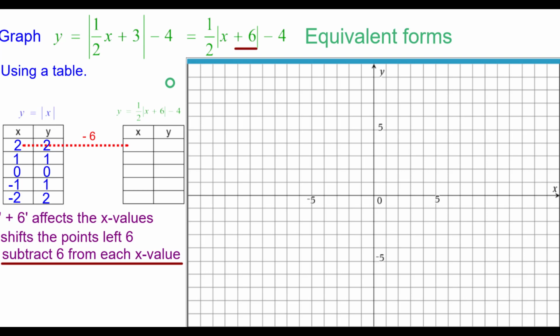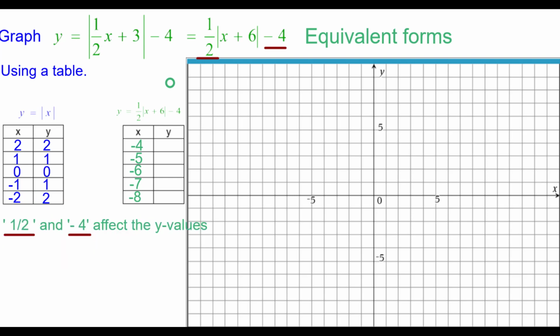So 2 minus 6 is -4. 1 minus 6 is -5. We're going to ask you to pause, finish those three values, resume when you're ready. So we get 0 minus 6, -1 minus 6 is -7, and -2 minus 6 is -8, and that takes care of the x values.